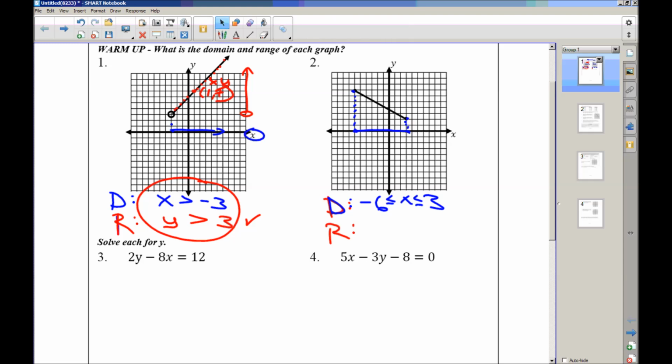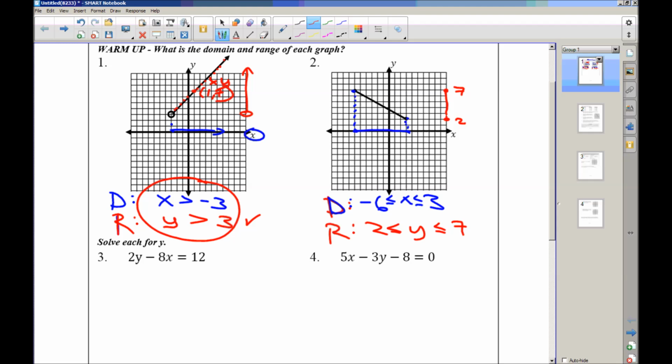Now the range is the up and downs. So the range starts here and goes all the way up to here. So this is between 2 and 7. So 2, y, and 7. And once again, we eat towards the bigger side, and they get bars because the points are filled in.